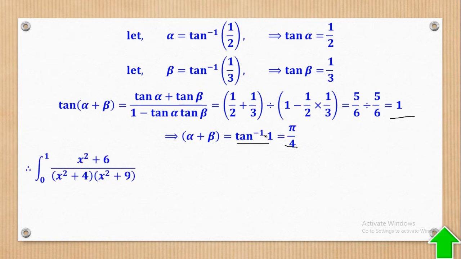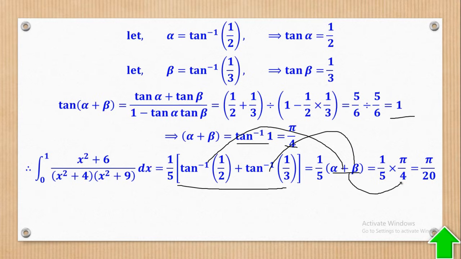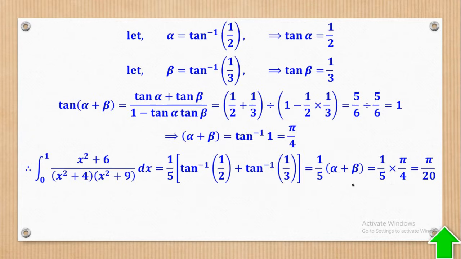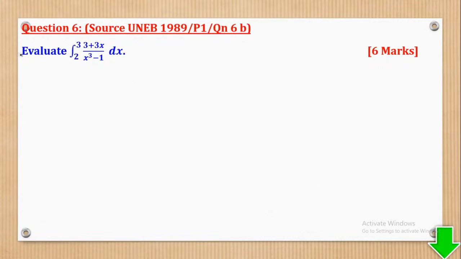Then I think you recall that from the integral, we had 1 over 5 in brackets arctan a half plus arctan a third. But this one is alpha and this one is beta. I know that alpha plus beta is equal to pi over 4. Therefore the whole of this multiplication gives you pi over 20, which is required. So now we shall go to question 6, which came from UNEB 1989, paper 1, question 6b, and says evaluate this.